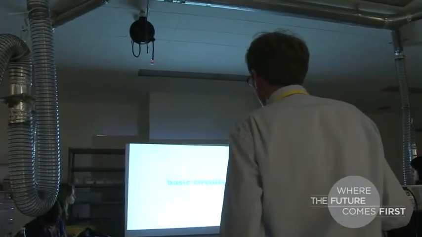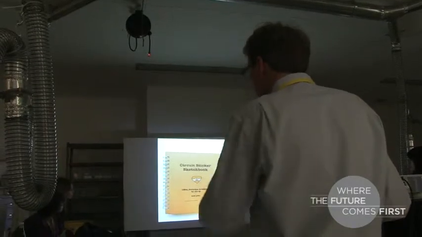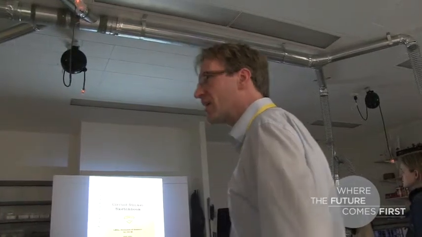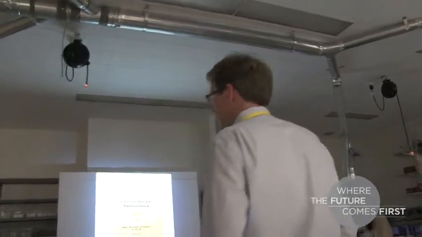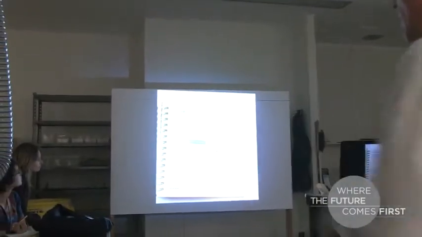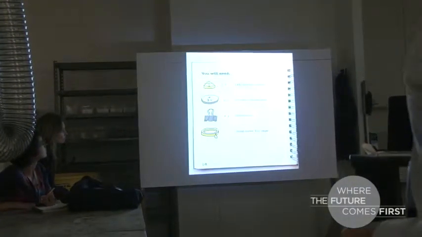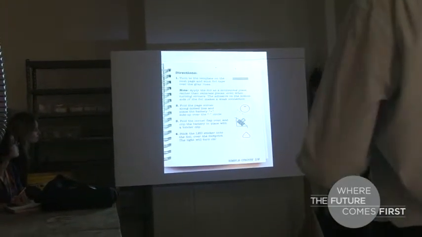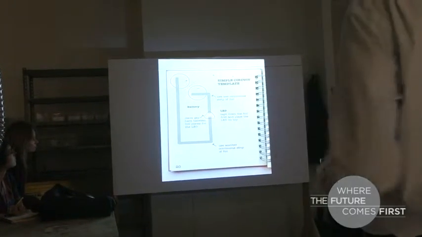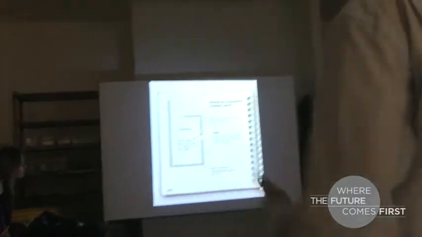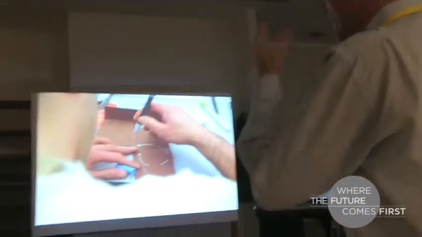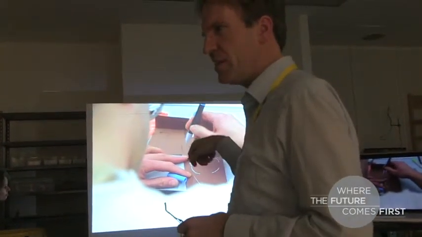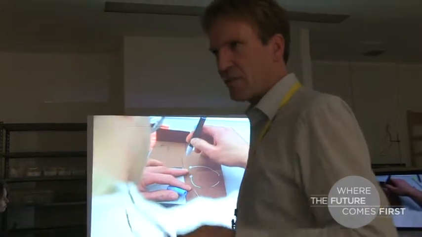And basic circuits. Here, this is a wonderful little booklet that is great to use in art classes. Circuit sticker sketchbook. It's very simple. It shows how a simple circuit functions, and then what you will need in order to work with it, and how you can employ it, and what a basic circuit on a piece of paper could look like. And here you actually see somebody painting a circuit, or part of it, with conductive paint, right?